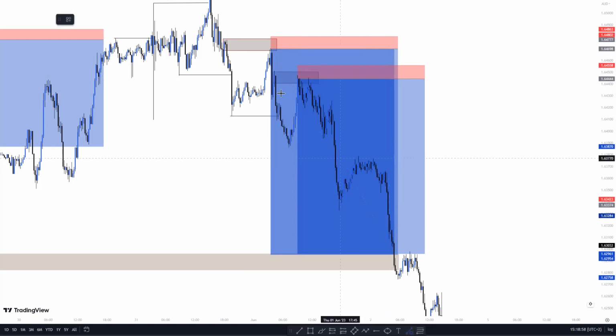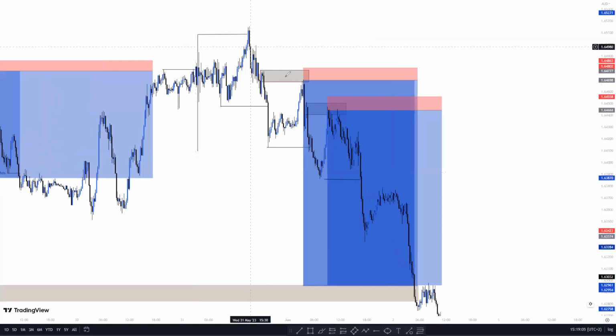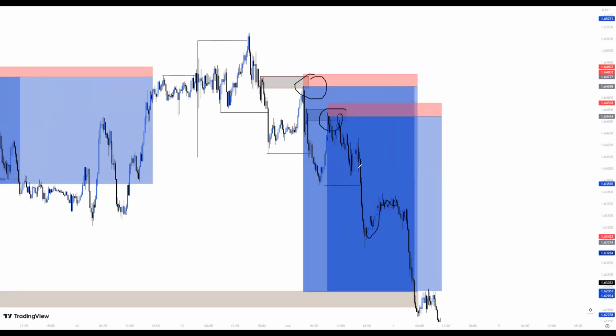Right. So I'm just looking for entries on the internal structure, but everything else is in line. So that's why it seems like these entries are easy. Look at this one here. Okay, the price didn't pull back. I was going to wait for an entry here. Then it went all the way.